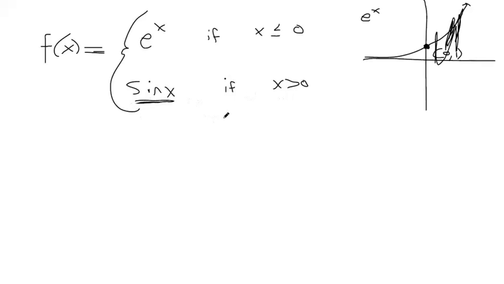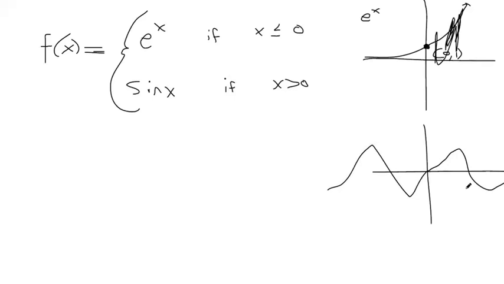When x equals 0, it's supposed to switch to sine of x. Sine of x, the basic form, it starts at the center of the wave, and it keeps waving like that. Okay, so it starts at (0, 0).